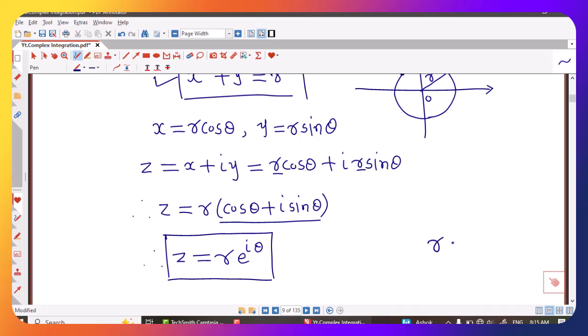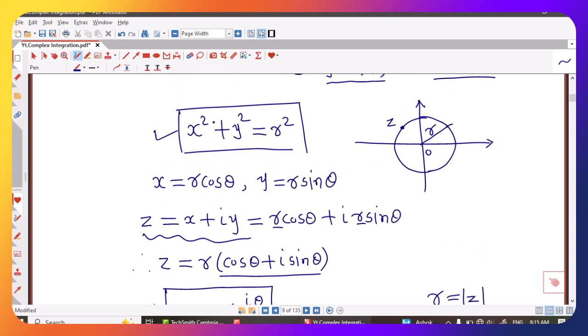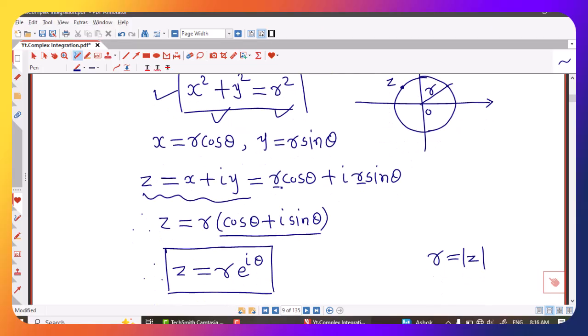r is the radius of the circle, or we know that r is absolute value of z if z is x plus iy, and absolute value of z is square root of x square plus y square, and if we square it we will get r square. So r is the radius of the circle.